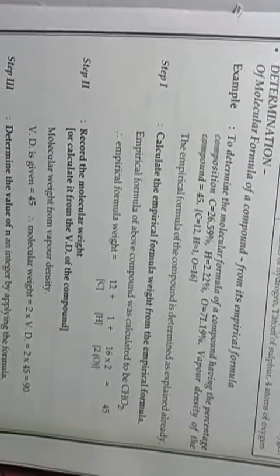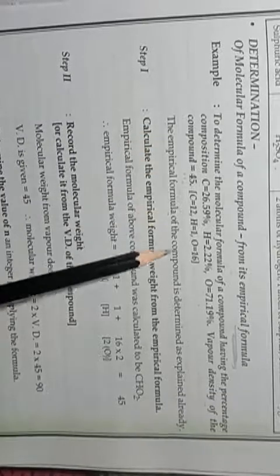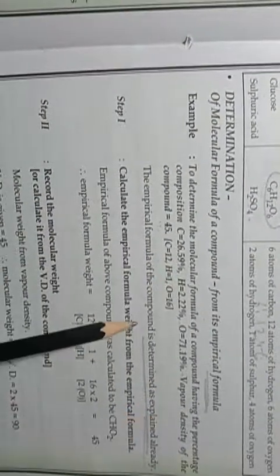Then determination of the molecular formula. Determination of the molecular formula of a compound from its empirical formula. So for example, you have this percentage composition and the vapor density of the compound is 45. So you have to determine the molecular formula of the compound. Okay, so for the answer, what we have to do first, the empirical formula of the compound is determined as explained already here. So on the basis of this percentage composition, you have to determine the empirical formula of the compound by making this 5-column table accordingly.